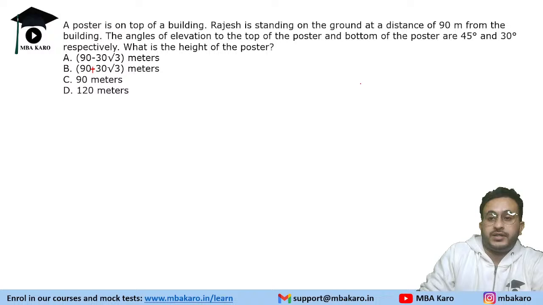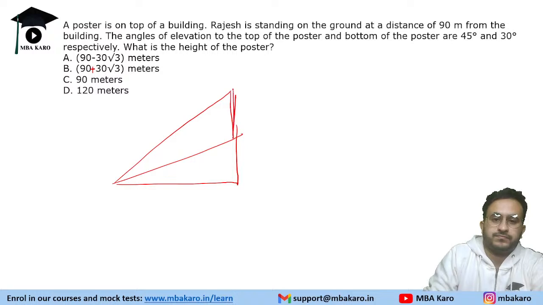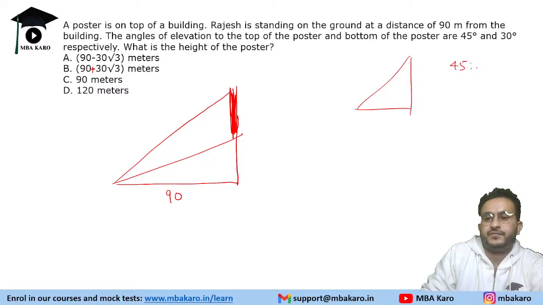So there's a poster and the person is standing at a distance of 90 meters, and the angles are 30 degrees and 45 degrees. So this is the poster on the wall and the person is 90 meters away. Right, so when you have a 45, 45, 90 triangle, the ratios are 1, 1, root 2. So if this is 90, this height will also be 90. So this total height is 90.